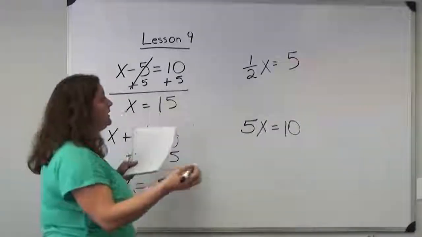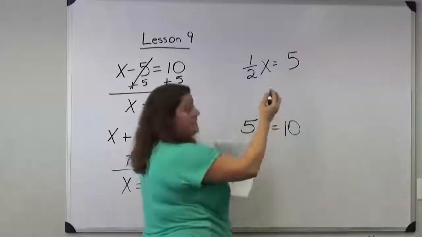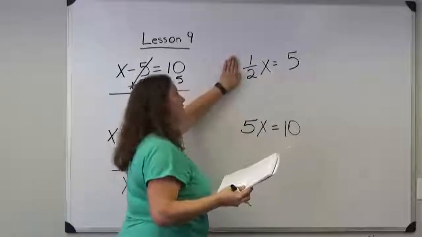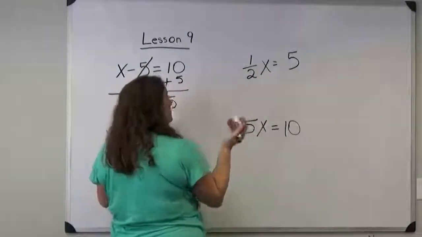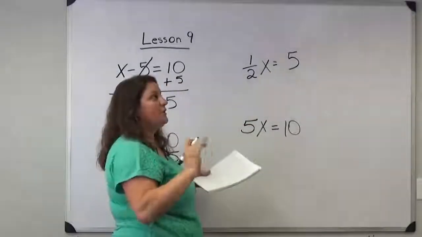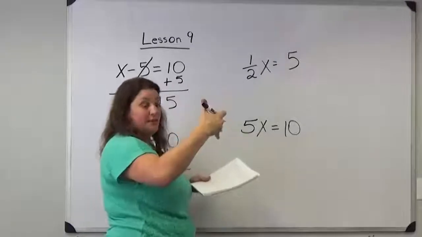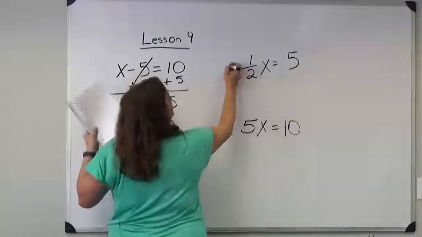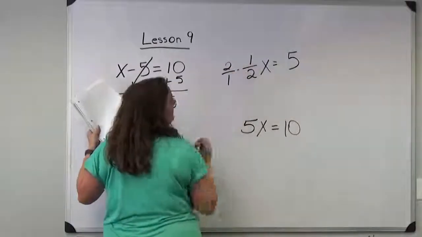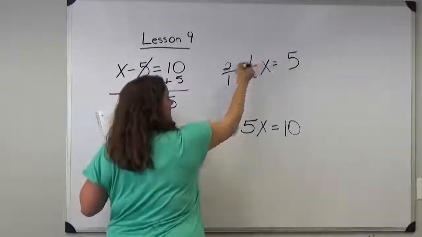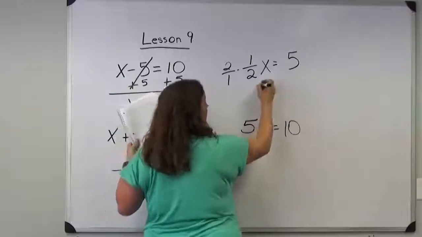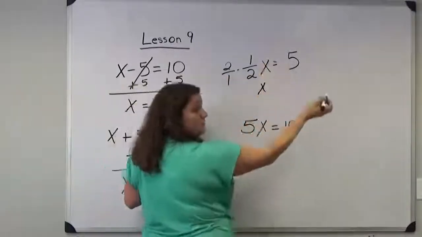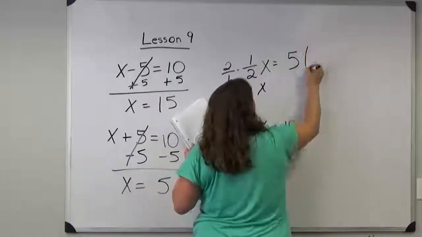We'll move over here. If you have 1/2 x equals 5, now if you want to get this x by itself, the way to get rid of this 1/2 is to multiply it by its reciprocal. A reciprocal is basically a fraction when you flip it upside down. So here we would multiply 1/2 times 2 over 1. So this becomes 1, which leaves x by itself. But remember, we multiplied by 2 over 1 over here, which means we need to multiply 2 over 1 over here.